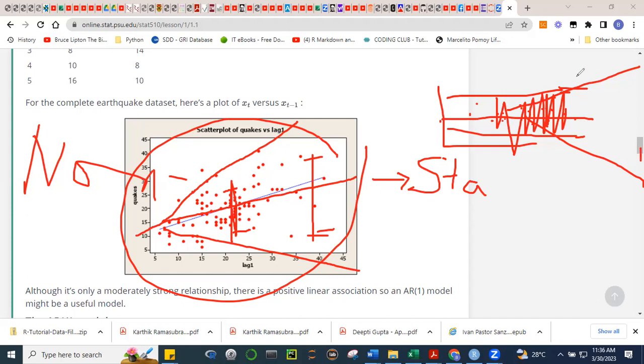So what's the implication if the data is non-stationary? We cannot use ARIMA here. Okay, we have to convert this first into a stationary time series before we can use the ARIMA model.